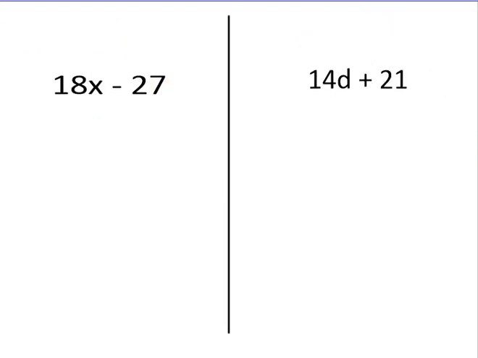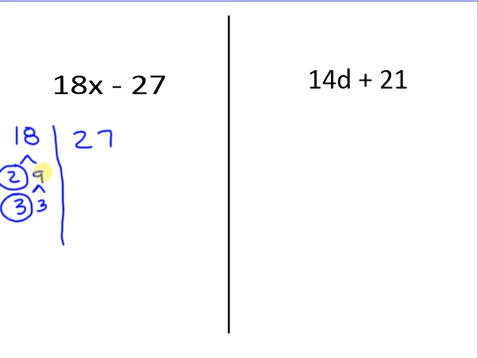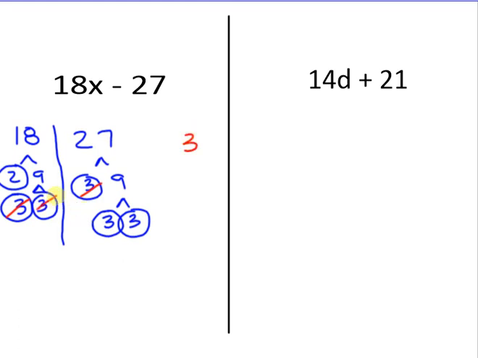All right, now let's take a look at some backwards distributive property. So here we need to ignore the variable and we need to find the GCF of 18 and 27. So I'm going to split 18 into 2 and 9, 3 and 3. 27 is going to split into 3 and 9, and then 3 and 3. And then I have 3's that cancel, so I'm going to bring one over. And then I have another 3 that cancels, so I'm going to bring it over. 3 times 3 is 9, so my GCF is 9.